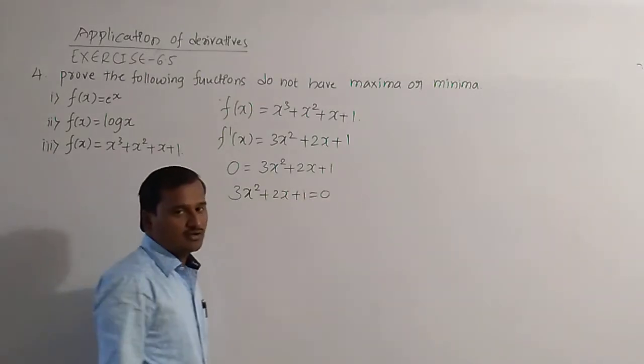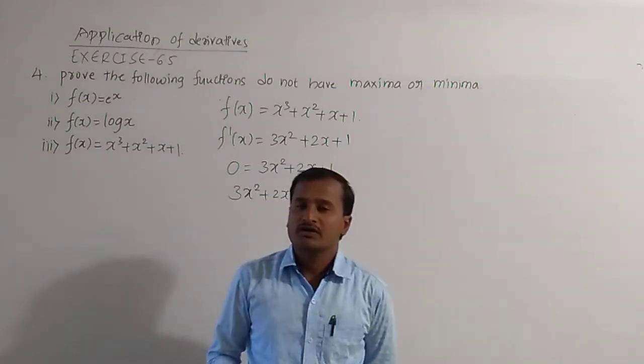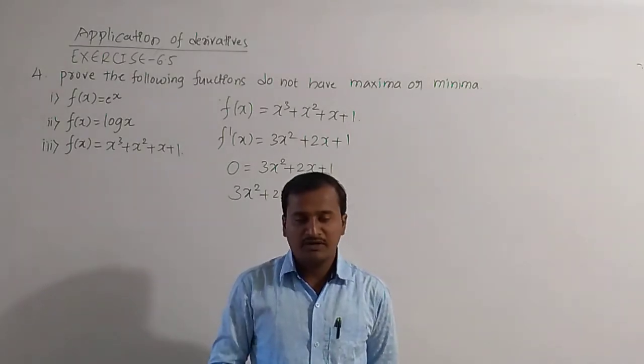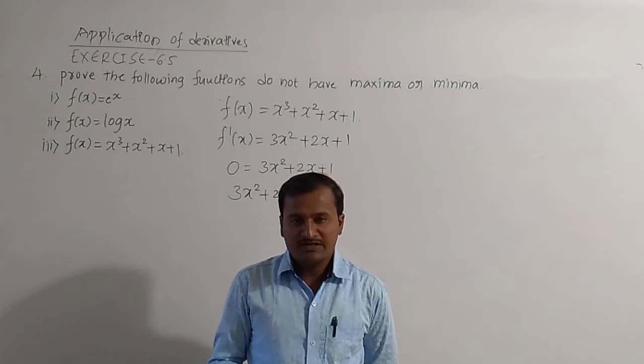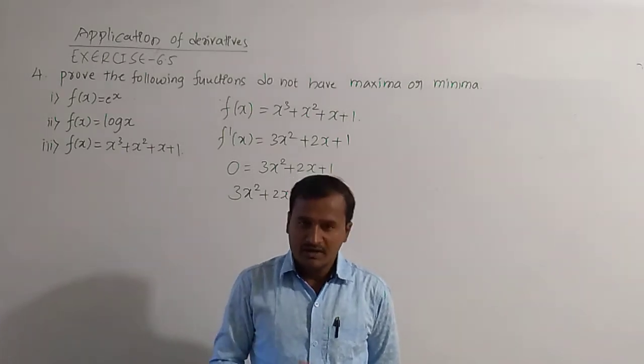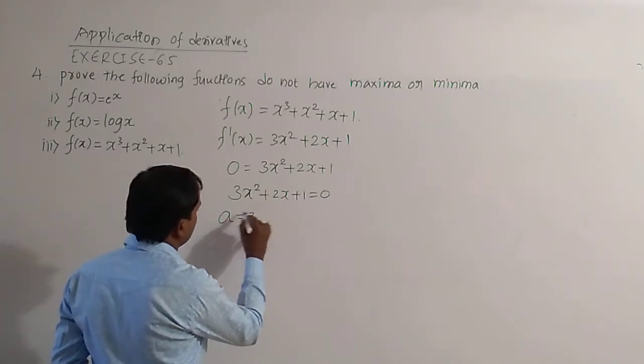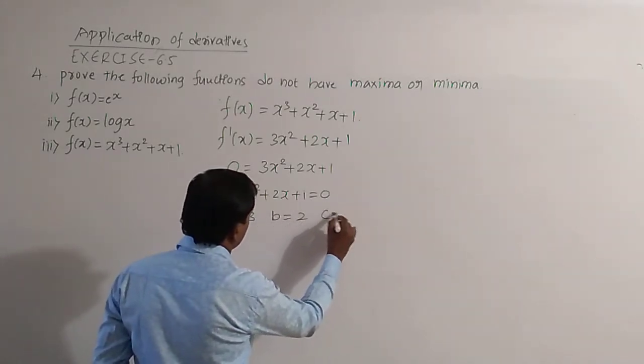So here we are going to find the critical point. If there are critical points, then that function has a maximum or minimum. If there is no critical point, that function does not have any maximum or minimum. So therefore here, what is the value of a? 3. What is the value of b? 2. What is the value of c? 1.